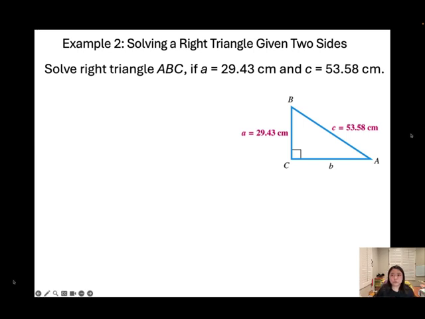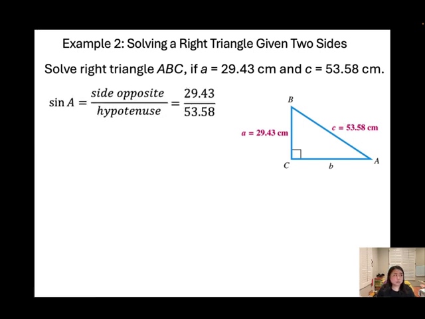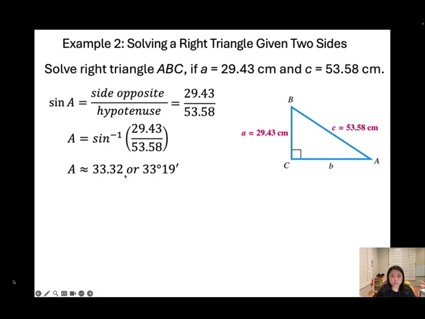Okay, let's check your work. I will try to find the angle A first. So I'll be using the side A. Sine will be opposite over hypotenuse. Plug it in. So angle A will be equal to the inverse sine of this guy. Use your calculator. You should get 33.32, or you could convert it to degrees and minutes. For the exam, you don't have to convert it to degrees and minutes. I will accept this answer already, okay?